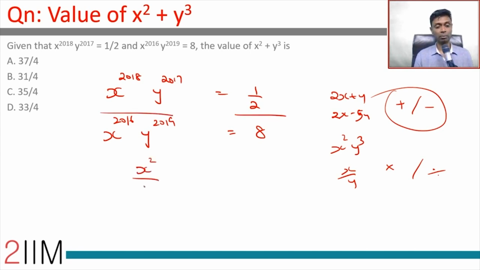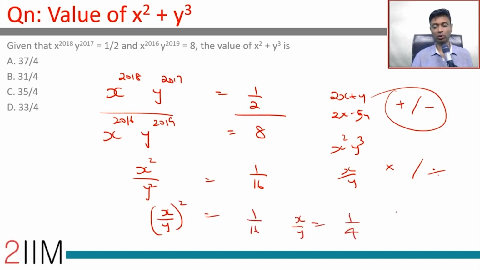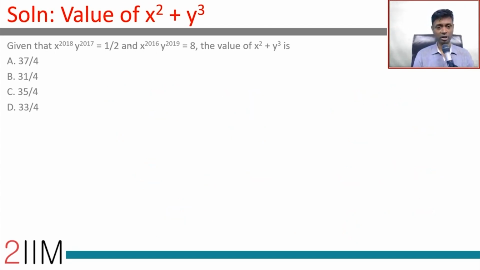X square by y square equals 1 by 16. X by y, the whole square, is 1 by 16. X by y is 1 by 4. For a second I'm going to pretend that minus 1 by 4 is not possible and then worry about that later on. When x by y is 1 by 4, now simplifying, this gives us y equals 4x. Now let's substitute that in one of the two equations. Let's substitute in the second one.